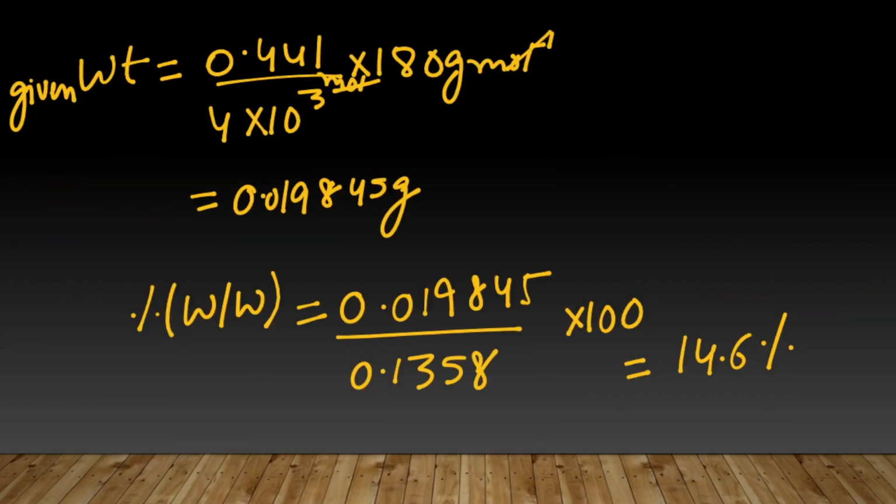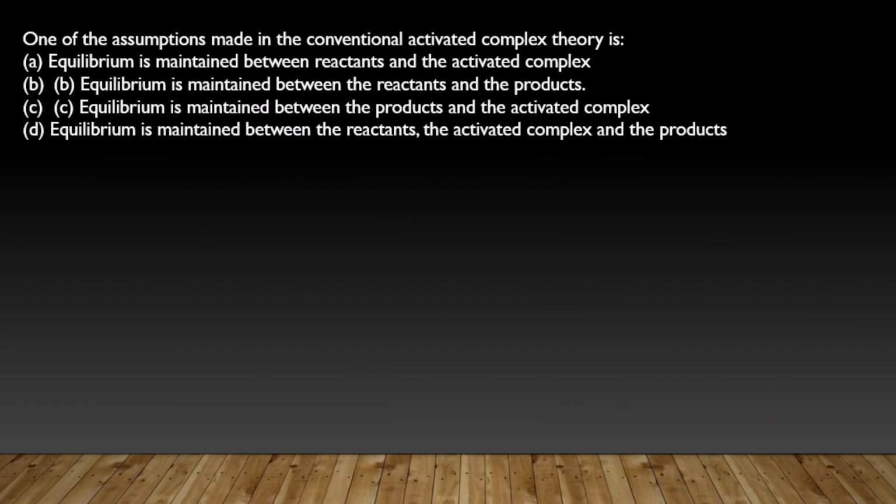Moving on to the next one, we have this question. It says: one of the assumptions made in the conventional activated complex theory. So according to the activated complex theory, an equilibrium is present between the reactants and the activated complex. That is, A plus B, suppose they are reactants, there is an equilibrium with the activated complex which is getting formed between them.